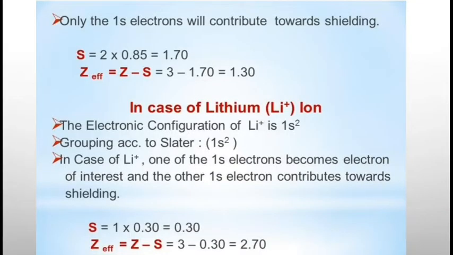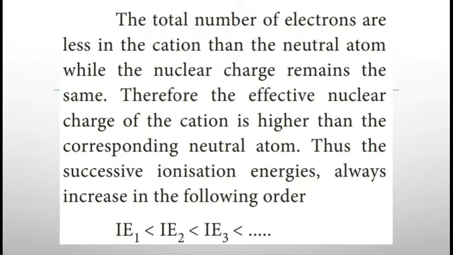Okay, so the successive ionization energies also increase. If you remove the first electron, you have to supply some amount of energy. If you want to remove another electron from that cation, you have to apply more energy than in the previous case, and so on. Okay.